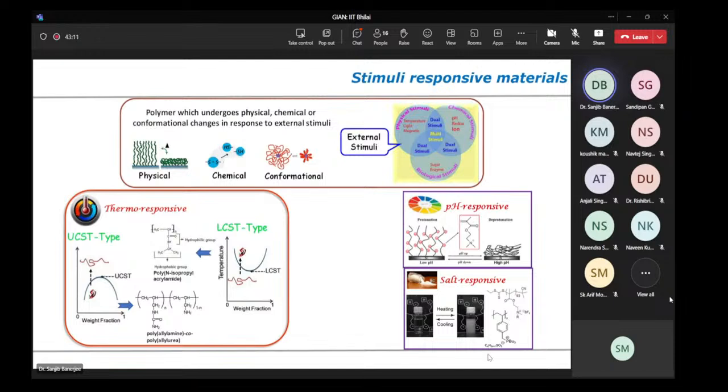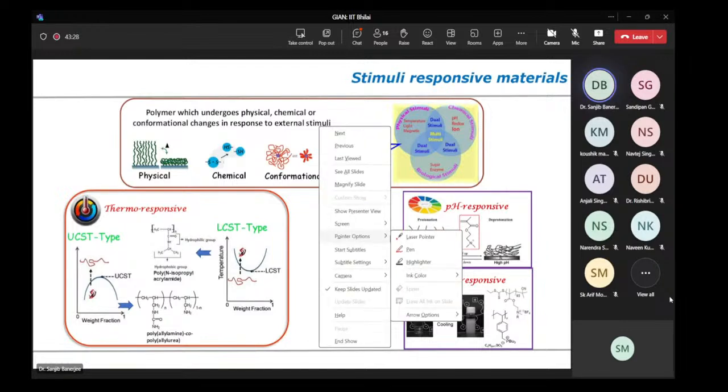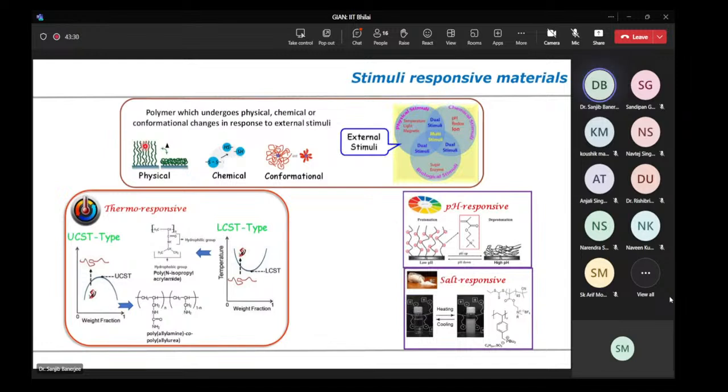what is going on. Okay, in this session we'll discuss stimuli responsive materials. So these are broadly materials which respond to external stimuli. These external stimuli can be physical, chemical, or conformational, right? Now, I will not explain the physical, chemical and conformational, and based on this external stimuli there will be changes in your molecule or the material. The material can change its property based on the external stimuli, right?